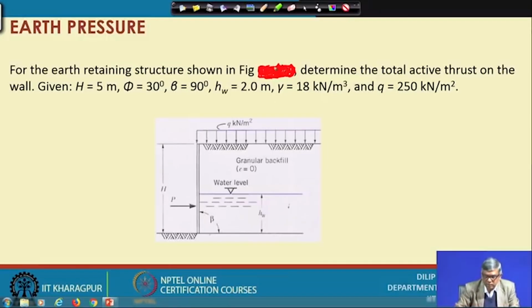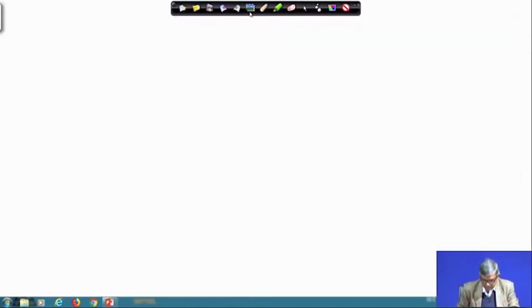So, on this figure, determine the total active thrust on the wall given h equal to 5 meter, phi 30 degrees, beta 90 degrees, that means this angle, that means vertical wall, h w is 2 meter, gamma is 18 kilonewton per meter cube, q is the surcharge 250 kilonewton per meter square. So, this is a combination in this problem, and since it is a vertical wall we can use Rankine's theory. So, let us start Rankine's theory.